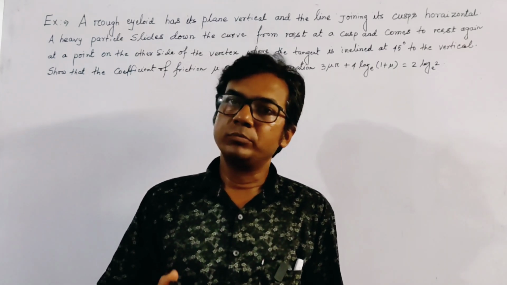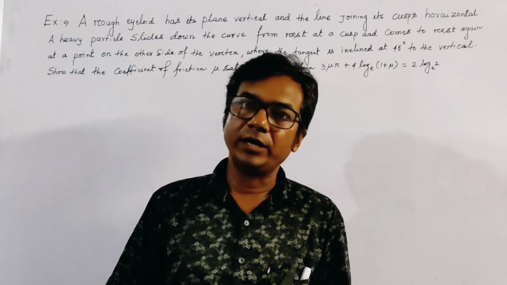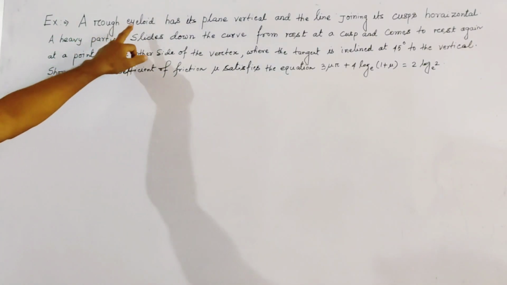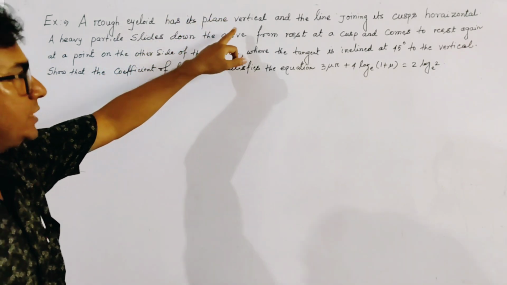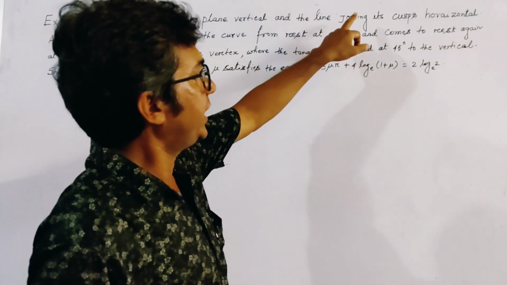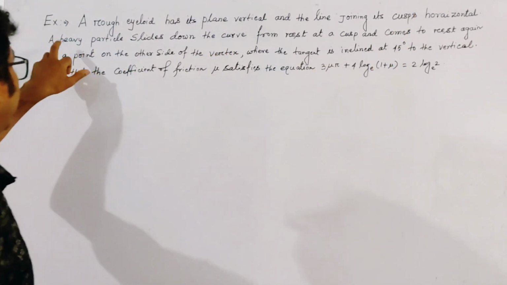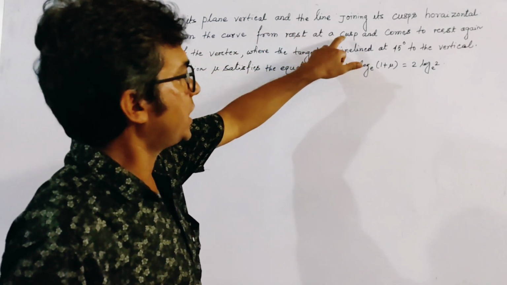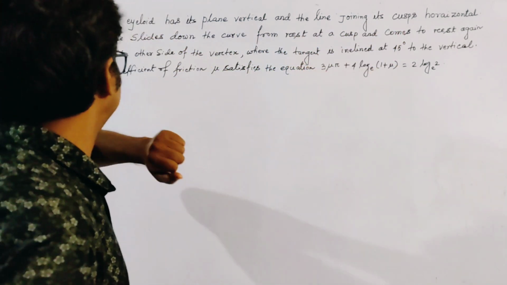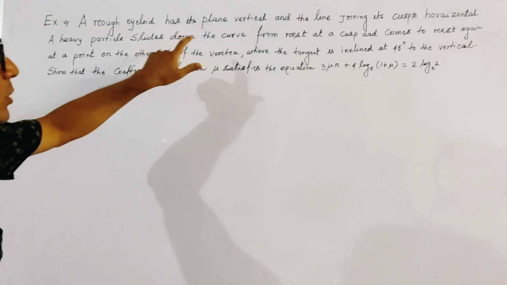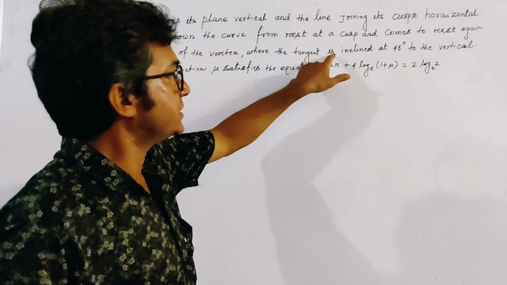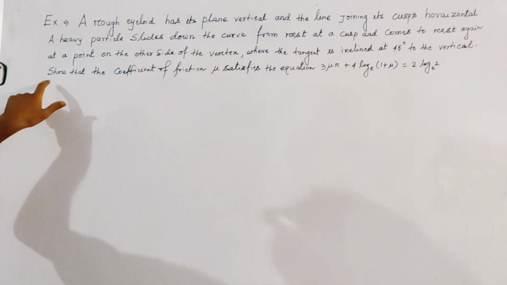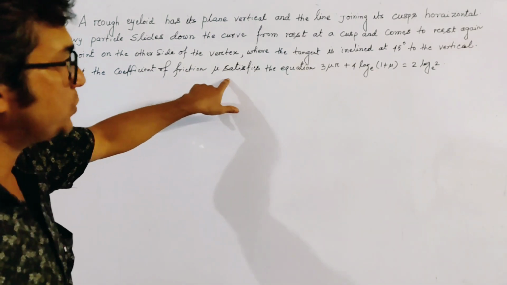Today's problem from constrained motion of particle dynamics: a rough cycloid has its plane vertical and the line joining its cusps horizontal. A heavy particle slides down the curve from rest at a cusp and comes to rest again at a point on the other side of the vertex, where the tangent is inclined at an angle of 45 degrees to the vertical, so that the coefficient of friction satisfies the equation.